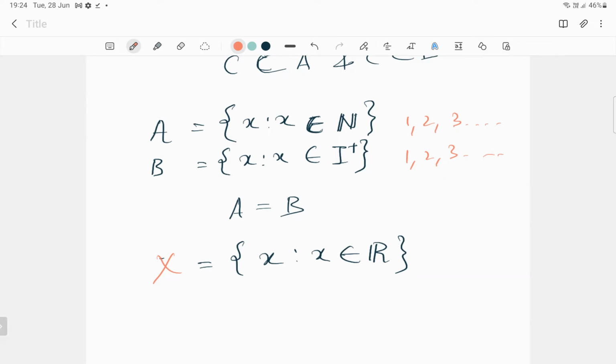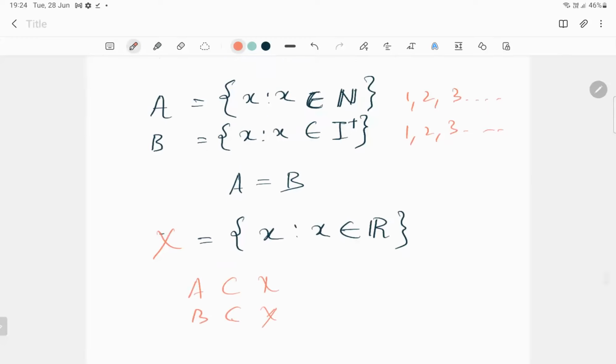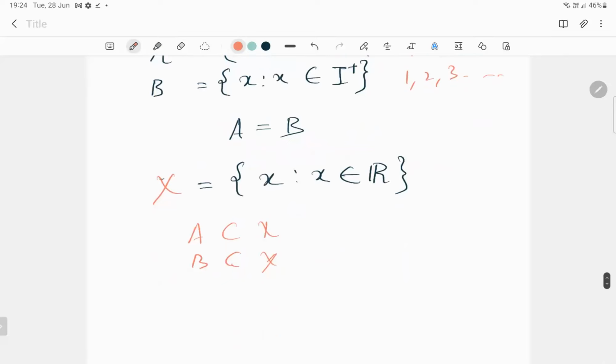Will say there from the point. Okay. So that means A is a subset of X and B is also a subset of X. Understood? That means all the elements of A belong to X. All the elements of B belong to X. Right? This you can understand. R is all real numbers, and positive integers are also real numbers. Natural numbers are also real numbers. Fine? Any problem? Any doubt?